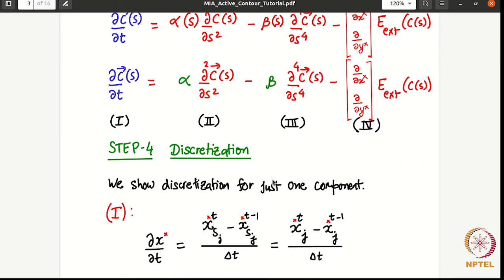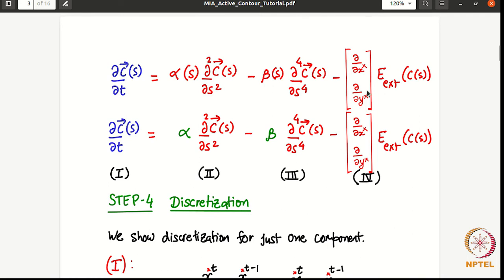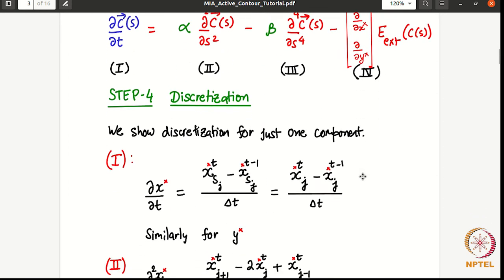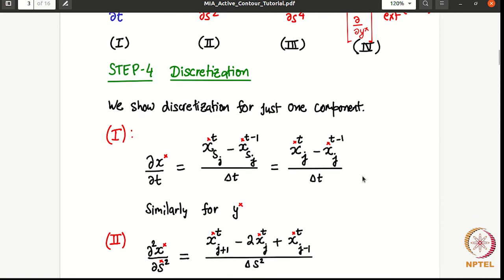Before that, please note that we are using x star, y star to represent snake coordinates, and they are different from Cartesian coordinates x, y. For example, you can see the gradient in the 4th term here is taken with respect to snake coordinates and not Cartesian coordinates. Now when it comes to discretization, we will show discretization only for one component, but the second component will be similar.